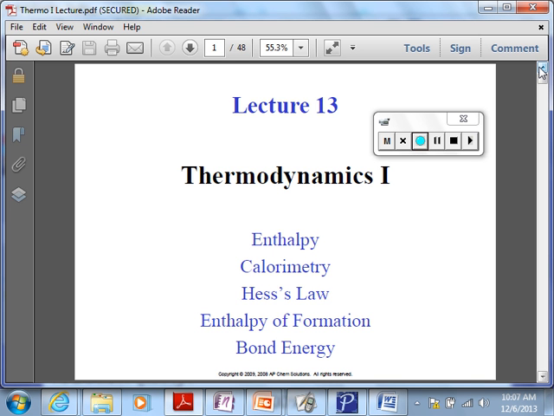This is just an overview of this chapter. We're going to be looking at enthalpy, which we'll define in a second, calorimetry, Hess's law, enthalpy again, and then the bond energy.